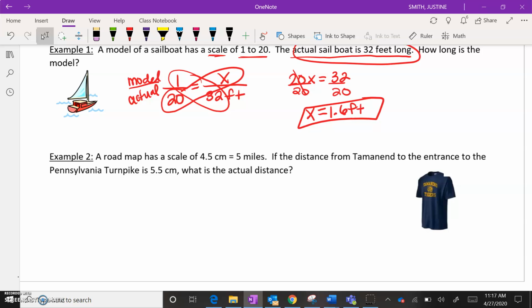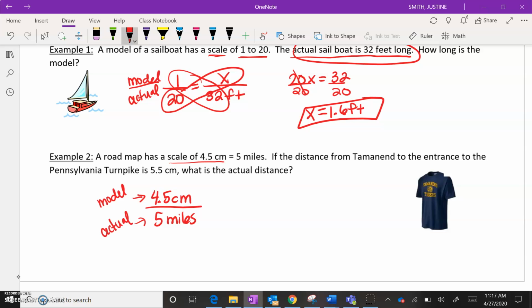So the next example, same sort of thing. They're giving us the scale. So a roadmap has a scale of 4.5 centimeters on the model, or the map, is actually equal to 5 miles in real life. Okay, so this is on the map. So this is the model. This is what it actually is in real life.